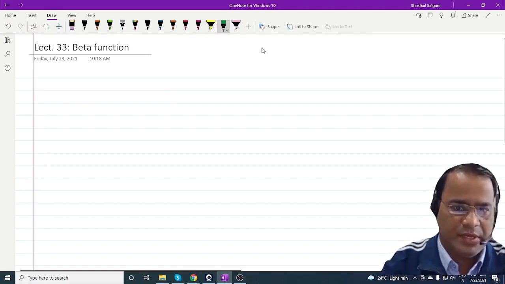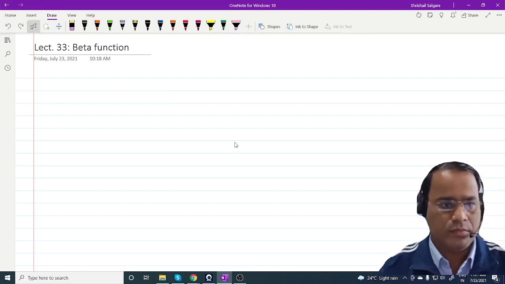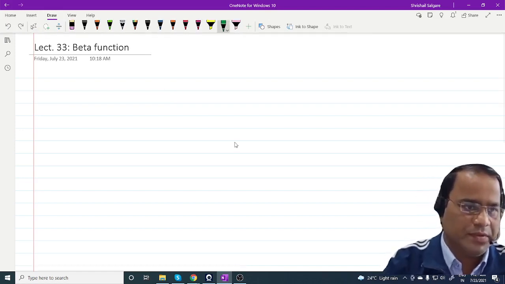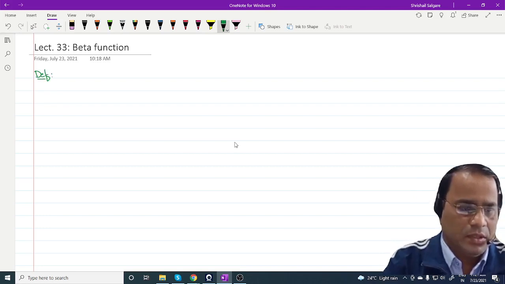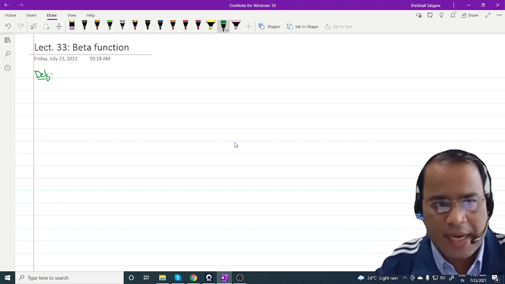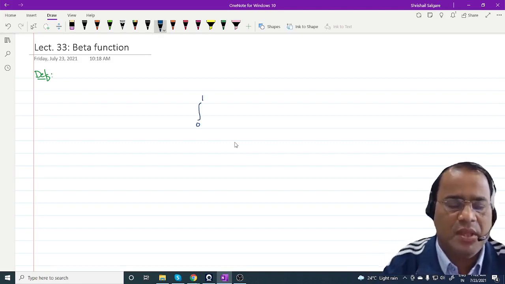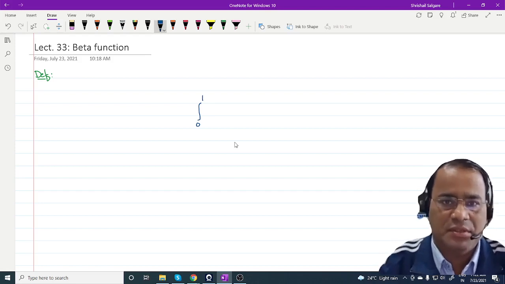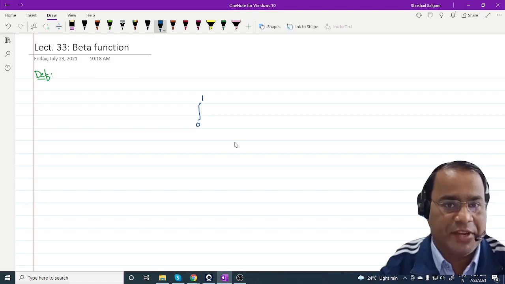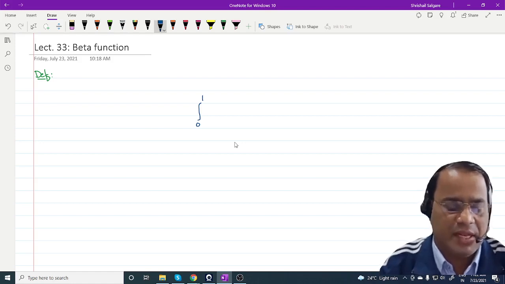The definition of a beta function. In the same manner, I will write an integral. See the difference: integral from 0 to 1. What is the first difference? In the gamma function, the limits of the integral are from 0 to infinity. But in this case, the limits are from 0 to 1. That is a finite range.